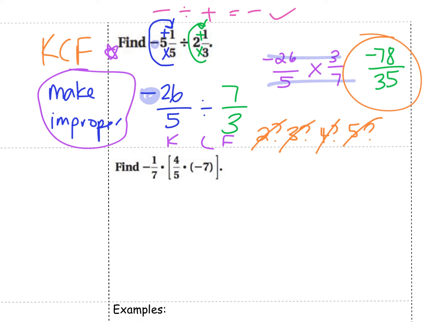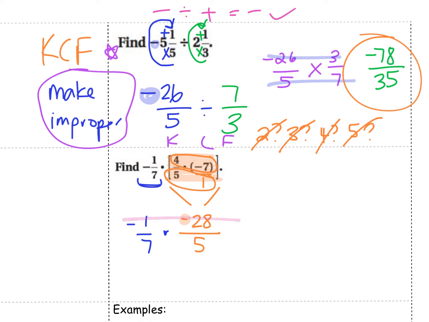And then lastly, we have a 3-step problem. When we are multiplying or dividing fractions that are 3 parts, we want to make sure that we only do 2 at a time. And you always want to start with anything that's inside parentheses. So I'm going to start by doing this multiplication here. I'm going to put negative 7 over 1, and multiply this together. 4 times negative 7 is negative 28. 5 times 1 is 5. Notice I didn't lose the negative. Then I'm going to recopy that first piece: negative 1 over 7 times negative 28 over 5.